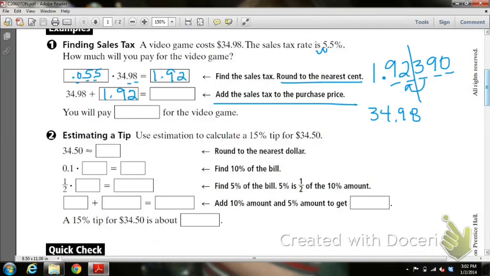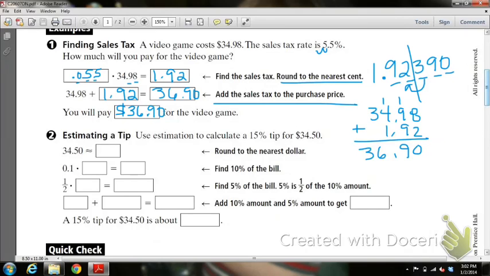If you add these two together, $34.98 plus $1.92, line up your decimal points, 10, 19, 6, 3. So you're actually going to pay $36.90 for the video game.